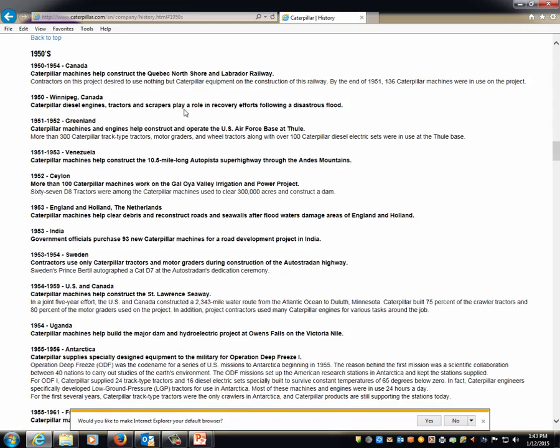Diesel engines, tractors, and scrapers play a role in the recovery efforts following a disastrous flood. Help construct and operate Air Force Base at Thule. Construct a 10.5 mile long Astopia superhighway through the Andes Mountains. Well, that's not agriculture anymore, is it? No, that's manufacturing, and that's what they're still known to do.